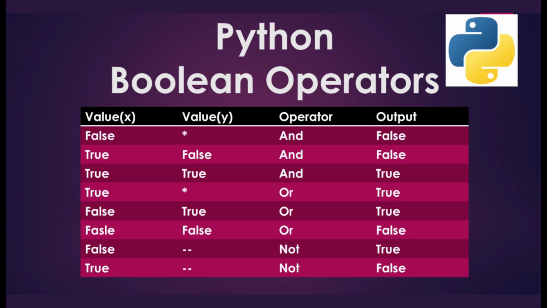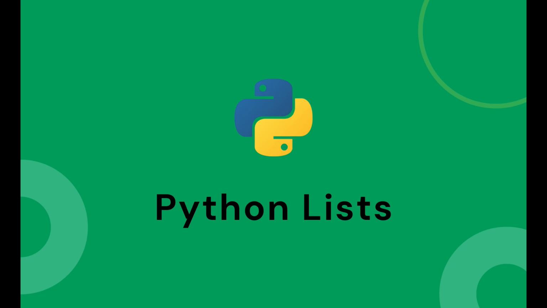Python lists. Lists are used to store multiple items in a single variable. Lists are one of 4 built-in data types in Python used to store collections of data. The other 3 are tuple, set, and dictionary, all with different qualities in usage. Lists are created using square brackets. Example: create a list. thislist = ["apple", "banana", "cherry"]. print(thislist).